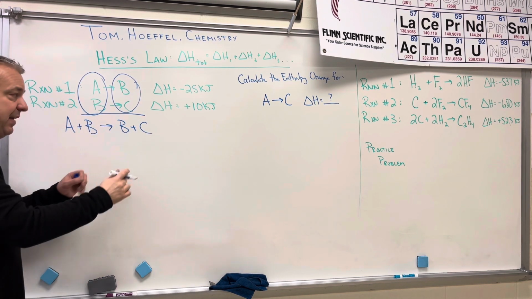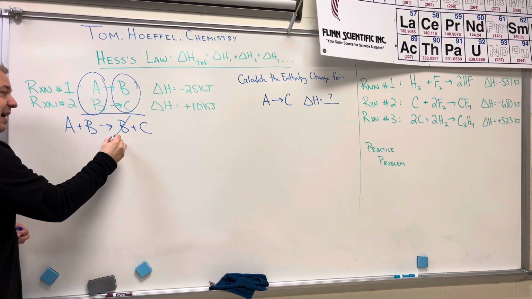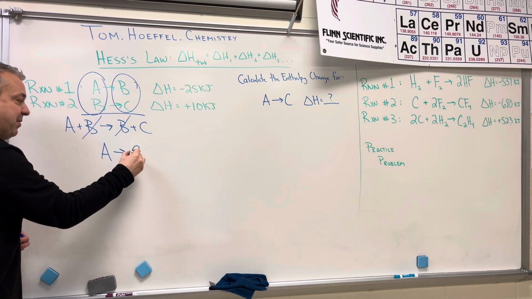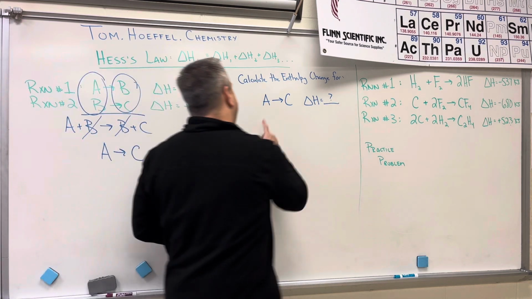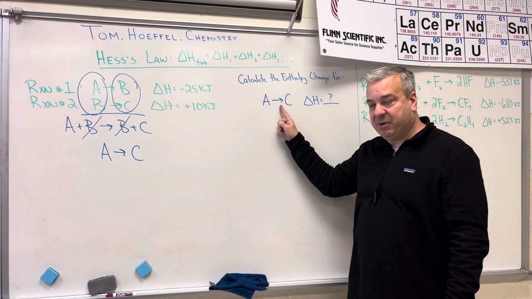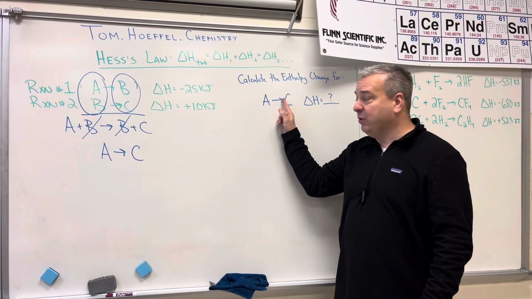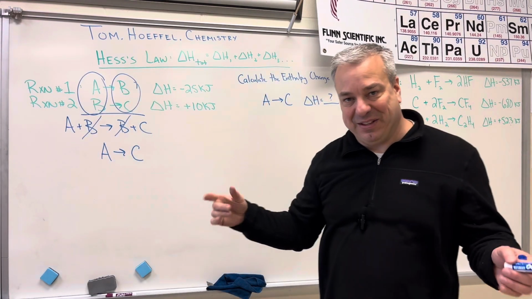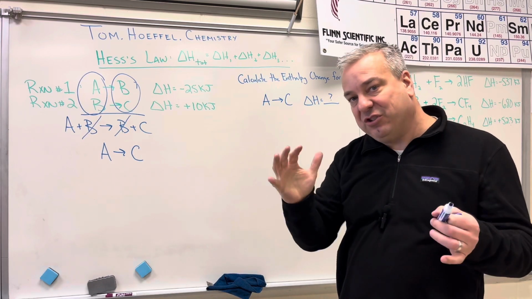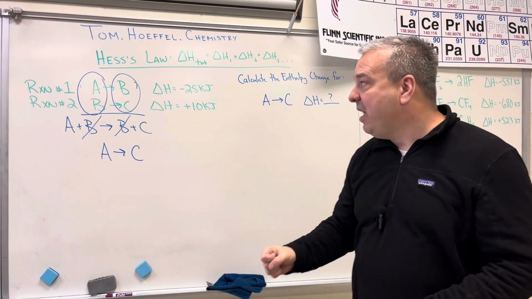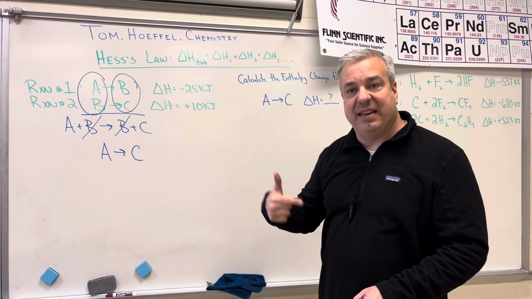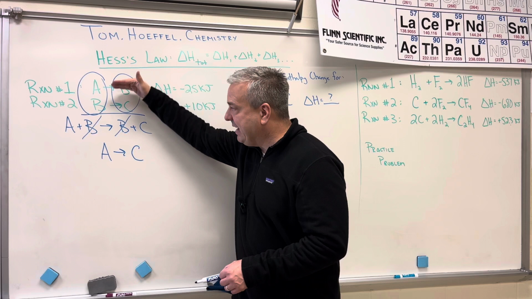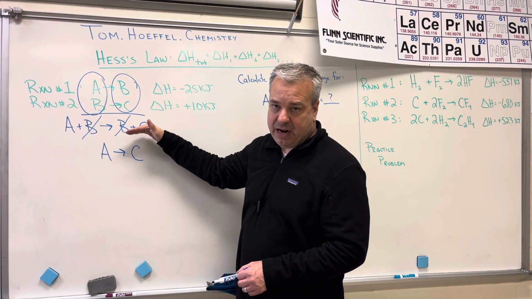Now, after you've done that, you're going to cross out like terms. I have B on both sides. And lo and behold, I get the chemical reaction of A to C, and that's the chemical reaction that I'm trying to obtain. Okay, so not all problems work this simply. This is a really easy problem, just so that you understand the basics of Hess's law. There's going to be some things you have to do in the next problem that might be a little bit more challenging. But in general, I need you to know how to add chemical reactions together.